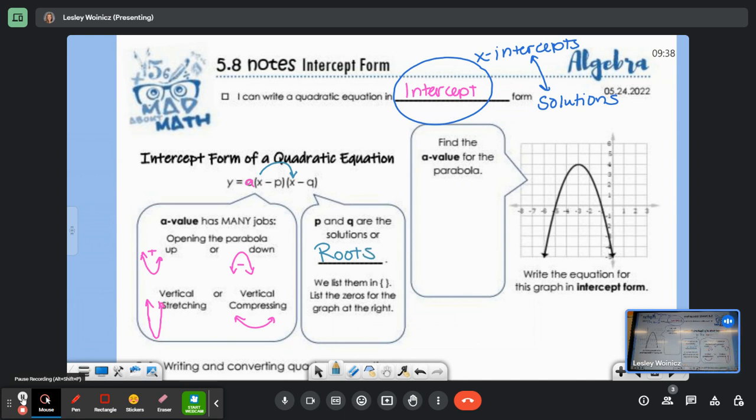We list them in curly brackets. So we're going to list the zeros for the graph that's at the right. So I have a solution or a root at negative, what is that, negative 5? Yeah. Negative 5, and another one at negative 1.